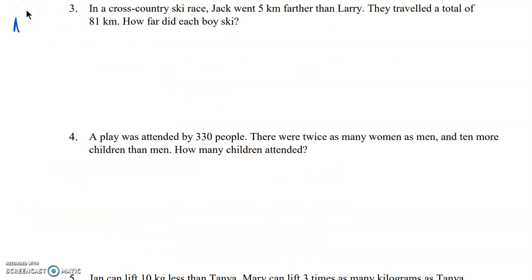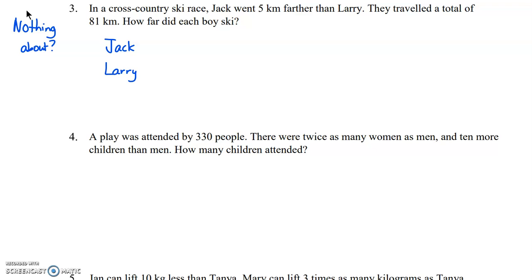So let's continue this strategy. Who or what do we know nothing about? In a cross-country ski race, Jack went 5 kilometers farther than Larry. They traveled a total of 81 kilometers. How far did each boy ski? Okay, we have 2 people, Jack and Larry. Who do we know nothing about?